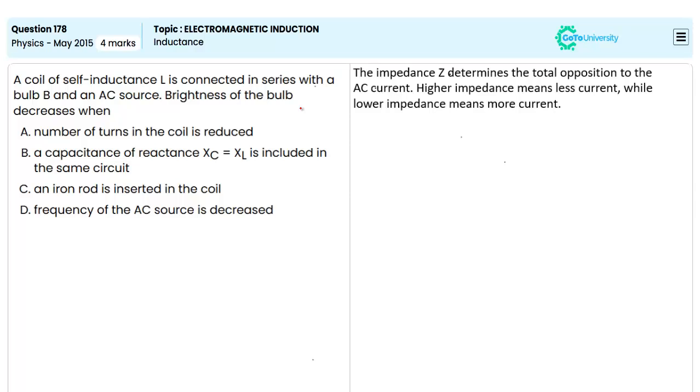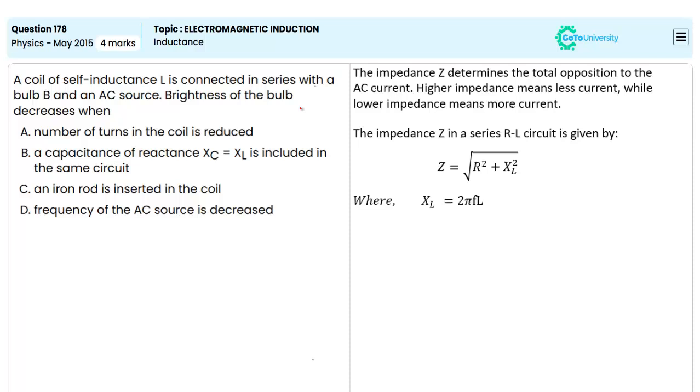So we have the formula of impedance, which is given by Z equal to the square root of R squared plus XL squared. And we also know that higher impedance means less current, while lower impedance means more current. Now let's find what can be the answer to this question one by one.